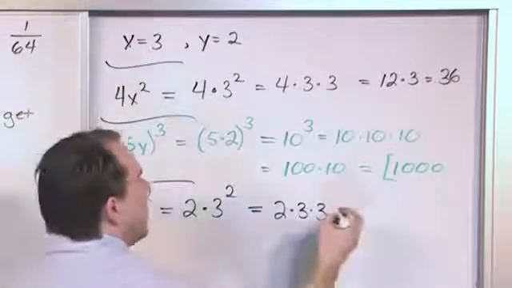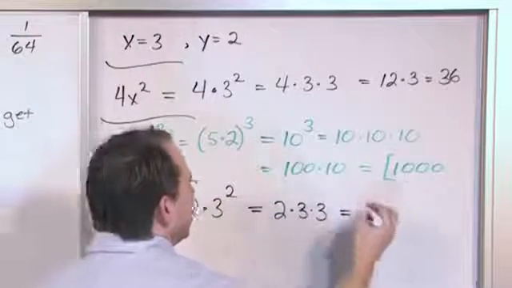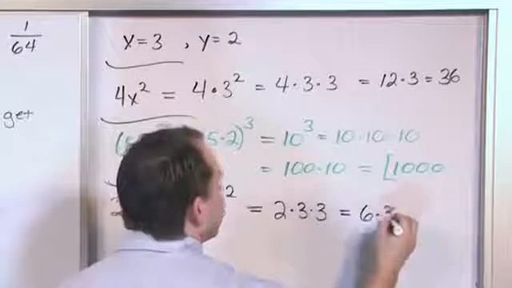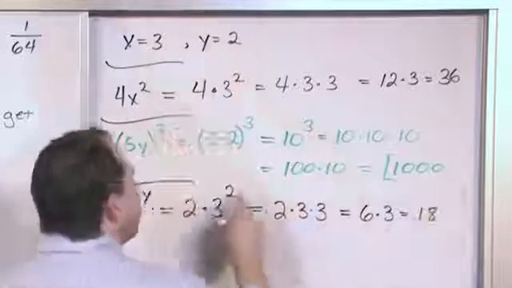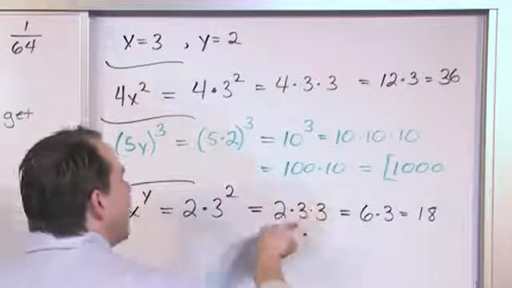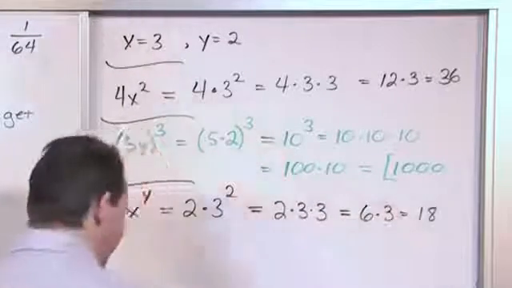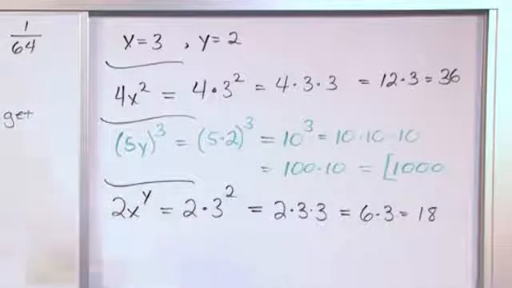That's what we're going to get. And then what we're going to have is 2 times 3 is 6, 6 times 3, so we'll do it like this. 6 times 3 is 18. So we evaluate the exponent first, writing it like this. Then we do the multiplication left to right. 2 times 3 is 6, and then 6 times 3 here is 18, and that is the answer. So always evaluate the exponent first.